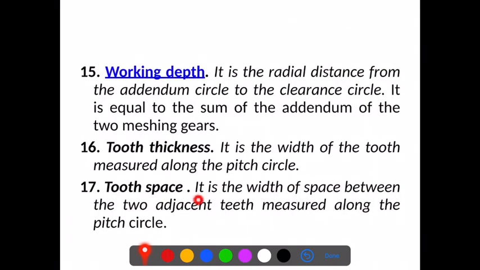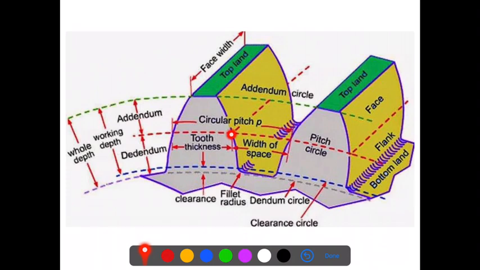Tooth space is the width of the space between two adjacent teeth measured along the pitch circle. So between two adjacent teeth, whatever the distance along the pitch circle is, that is called the width of space or tooth space.